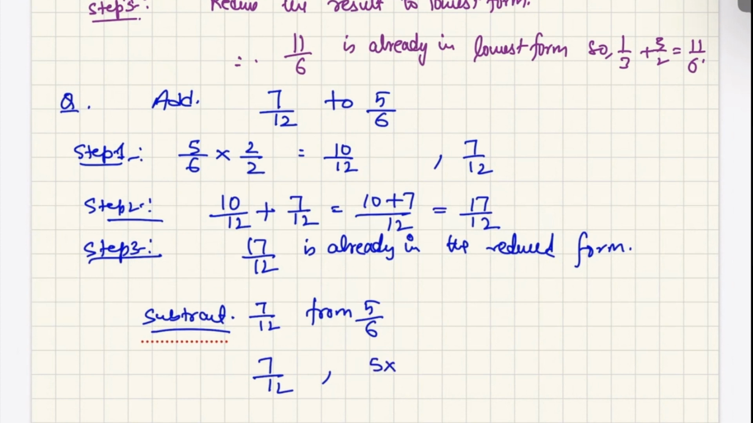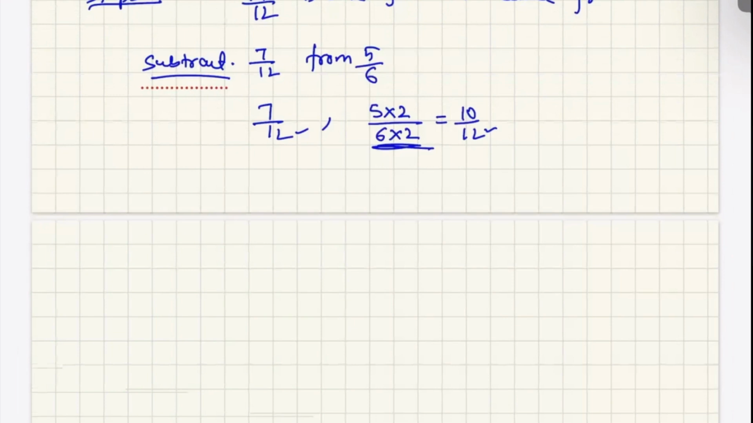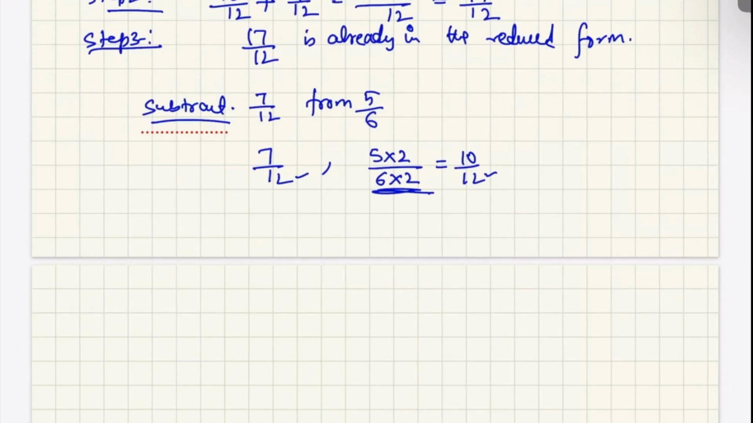So I'm going to convert into something which brings 12 in the denominator. So you multiply 6 by 2. We know it's 12. This becomes 10 by 12. Now we have both the denominators 12, so now they are like fractions. Now we have to subtract 7 by 12 from 5 by 6. Now 5 by 6 is converted into 10 by 12. You have to subtract 7 by 12 from 10 by 12.